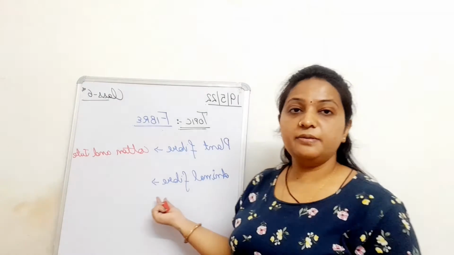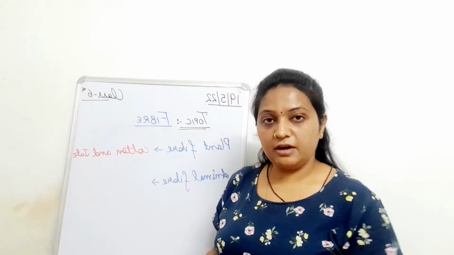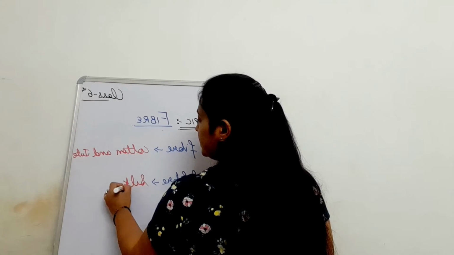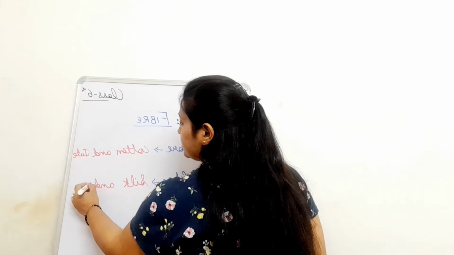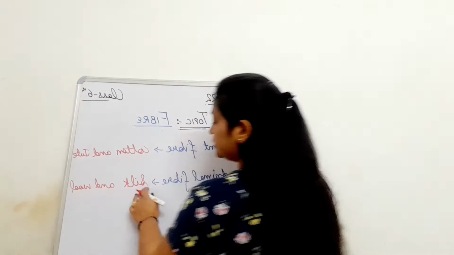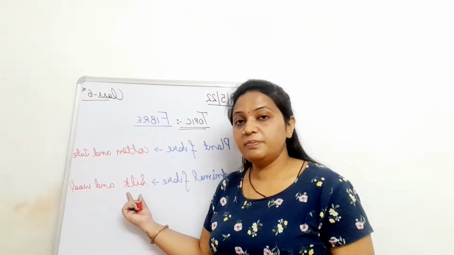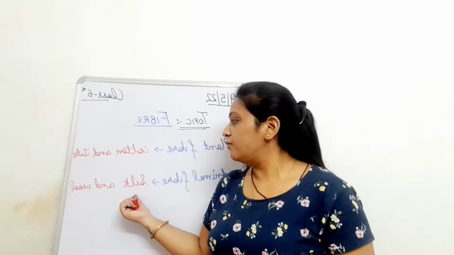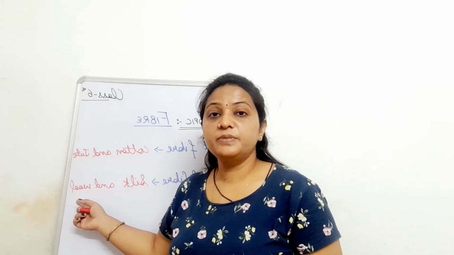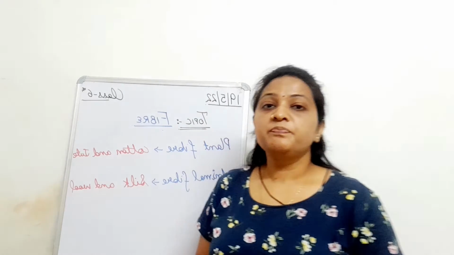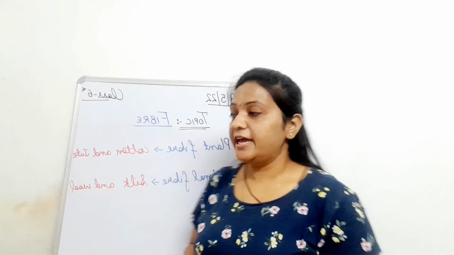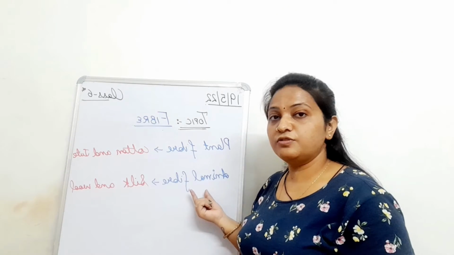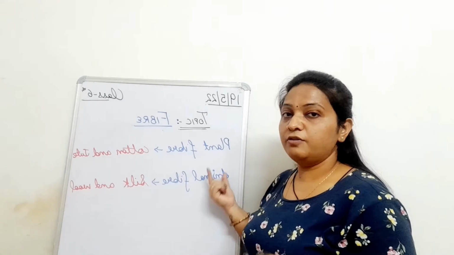And what about the animal? We have discussed it now. Silk and wool. Silk is obtained from which animal? Silkworm. Very good, student. And wool we obtain from the fur or fleece of the animals. I hope this is understood by everybody. Such kind of questions will be coming in your exam for 1 mark.